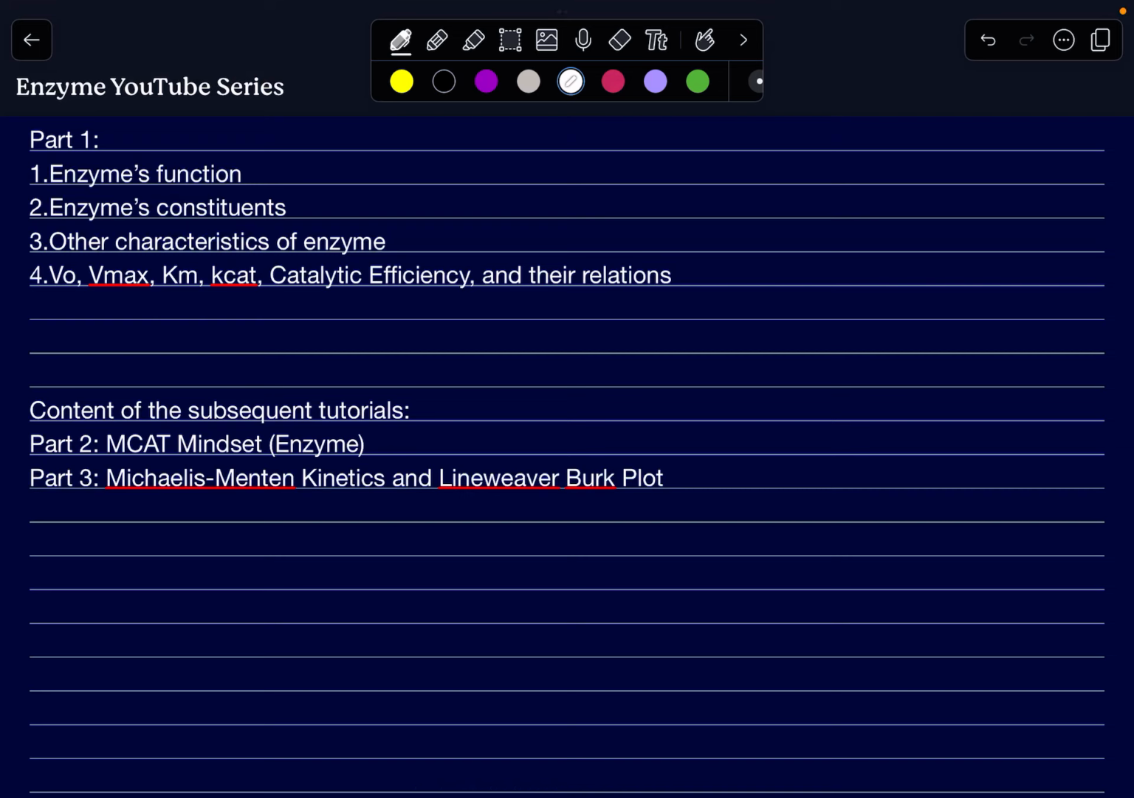So today we're going to talk about enzymes, which is a super high yield biochemistry topic on the MCAT. So part one is just the basics about enzymes. We're going to briefly talk about enzyme function, what enzymes are made up of, some characteristics of enzymes, and very importantly, the relation between Vmax, Km, kcat, all of these things. And then the other two videos, especially part three, is really the highlighted content regarding enzymes, which is the Michaelis-Menten kinetics. Okay, let's jump right into part one.